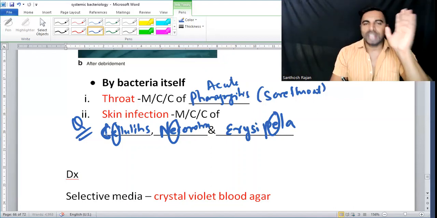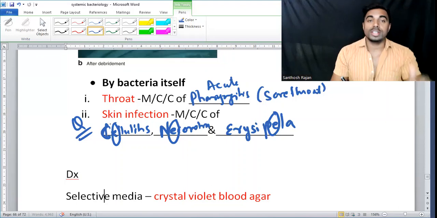Erysipelas, meaning scarlet fever. All of this is Streptococcus pyogenes. Okay, you have to know. I already showed you the picture, and the rest you have to know.